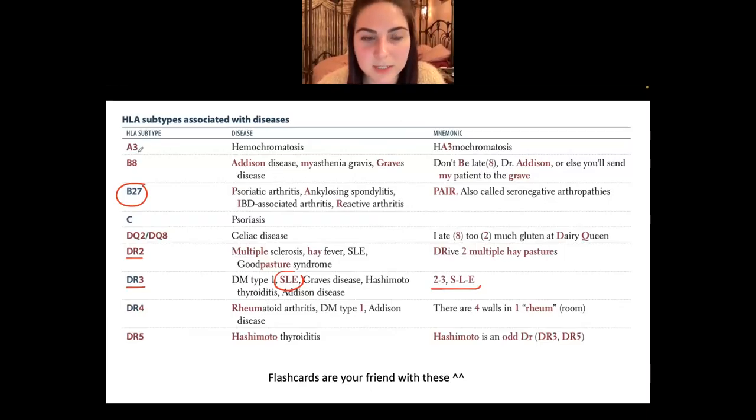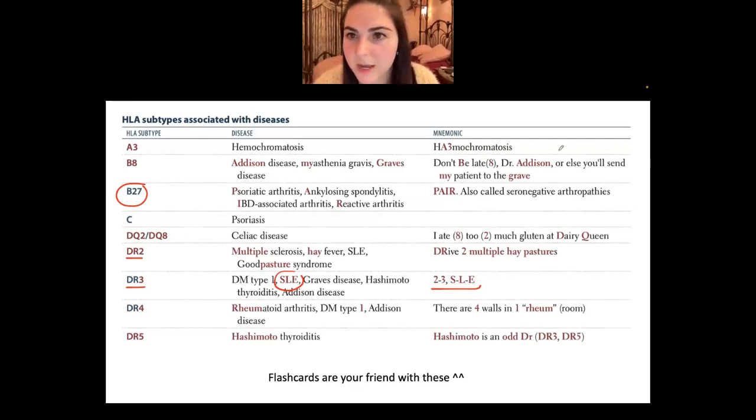But this is what I was referencing with certain HLAs being associated with certain diseases. They can't say they cause the disease, but you're more likely than not to get it. If you have an HLA B27 mutation, you're going to have one of these diseases.